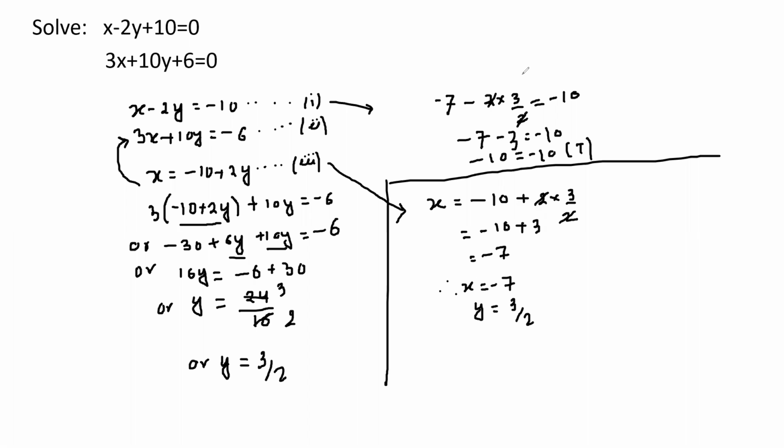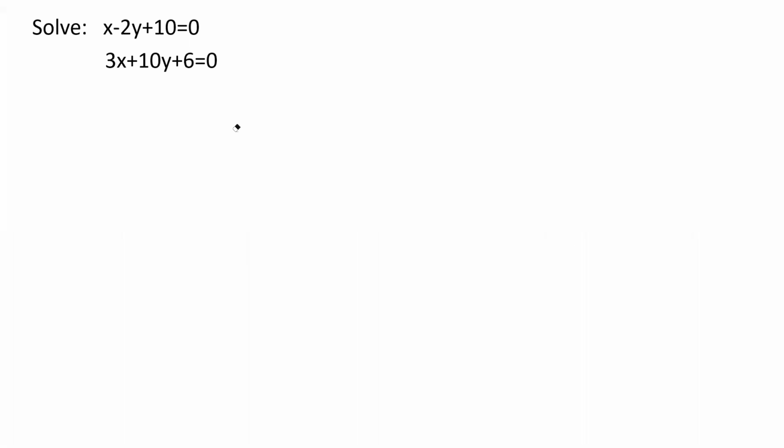Let's try with another method, which is called the elimination method. Okay, let me clear all of these. So now we are trying to solve this equation by the elimination method. As the word elimination means, you have to eliminate, and here in the equation you have two variables. One is x, another is y. So we are eliminating one of the variables, either x or y.